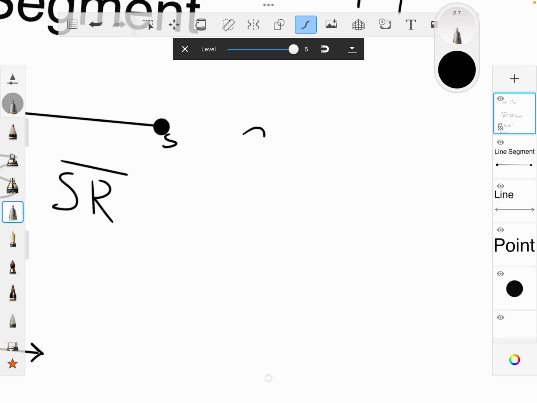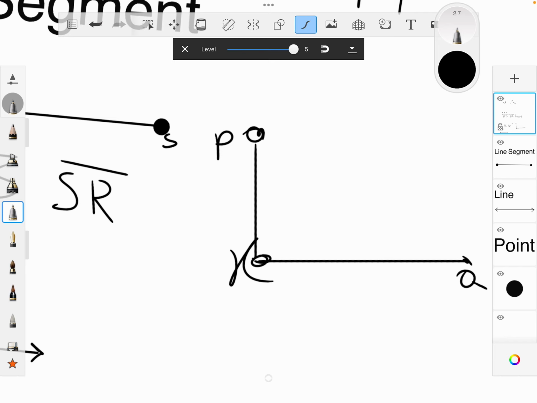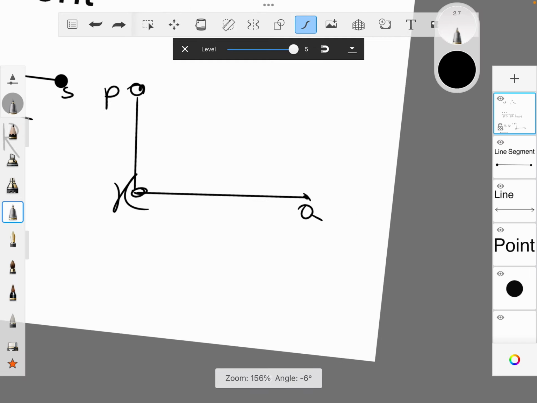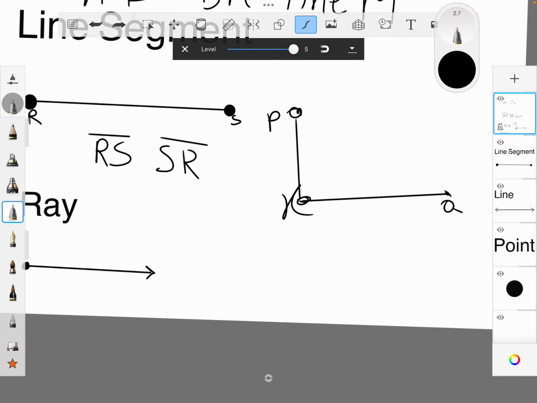Okay, now what if you have something like a triangle? Then these are both P. So this would be P, this would be X, and this is Q. So this thing here, that would be line segment XQ. While the top part here would be line segment PX or XP. Okay, now let's move on to rays.